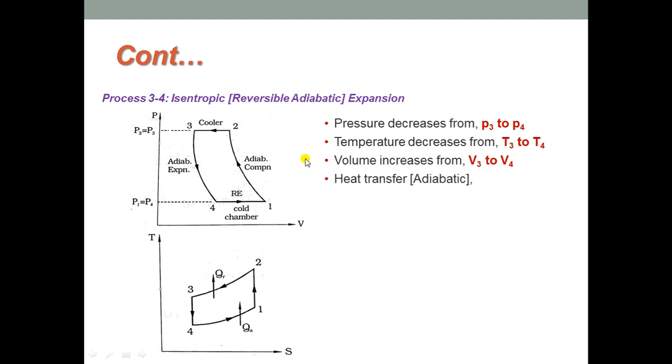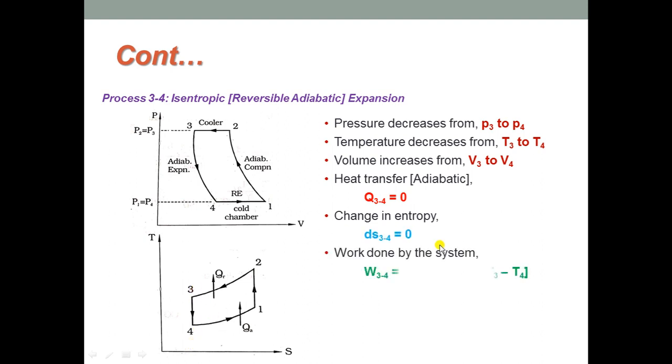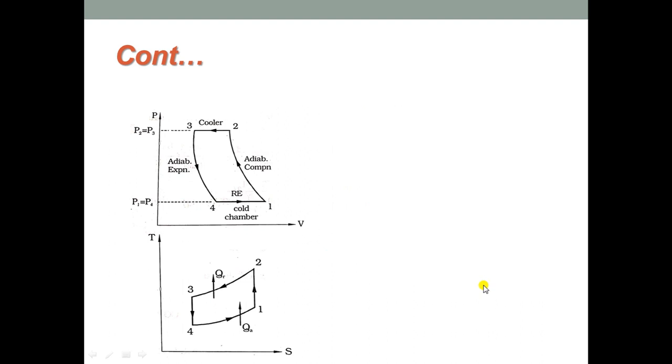So heat transfer will be 0 as the process is adiabatic, and change in entropy is also 0 because S3 is equal to S4 on your TS diagram. Work done by the system in this case is given by final enthalpy minus initial enthalpy, that is H4 minus H3, and it is written as minus Cp into T3 minus T4 by interchanging the terms T3 as well as T4.